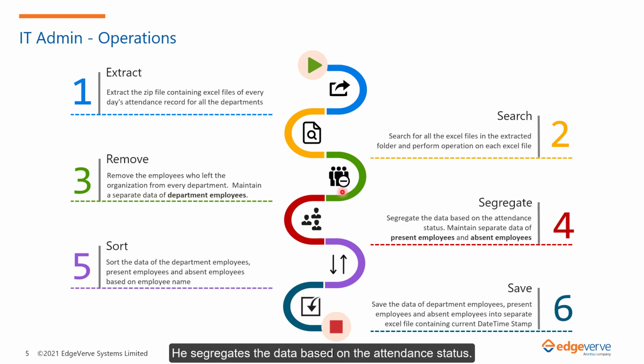He segregates the data based on the attendance status, maintains a separate sheet of present and absent employees. He sorts the data of the department employees, present employees, and absent employees based on employee names. And finally, he saves the data of department employees, present employees, and absent employees into a separate Excel file containing current date timestamp.